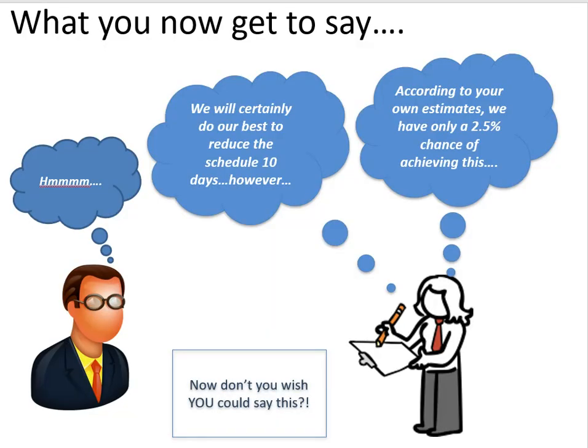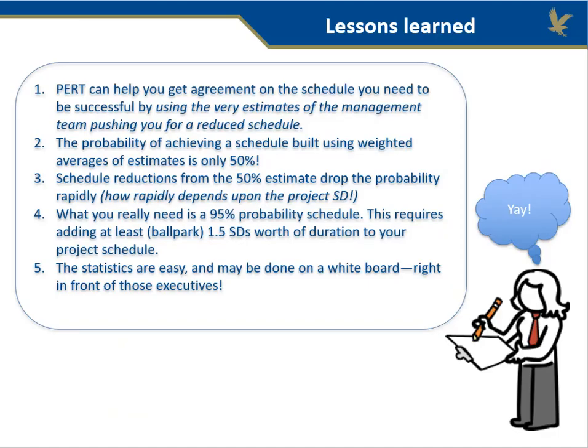So don't you wish you could say this? We'll certainly do our best to reduce the schedule by 10 days, but according to your own estimates, we only have a 2.5% chance of achieving this. PERT helps you say this. It gives you the tools to say this.